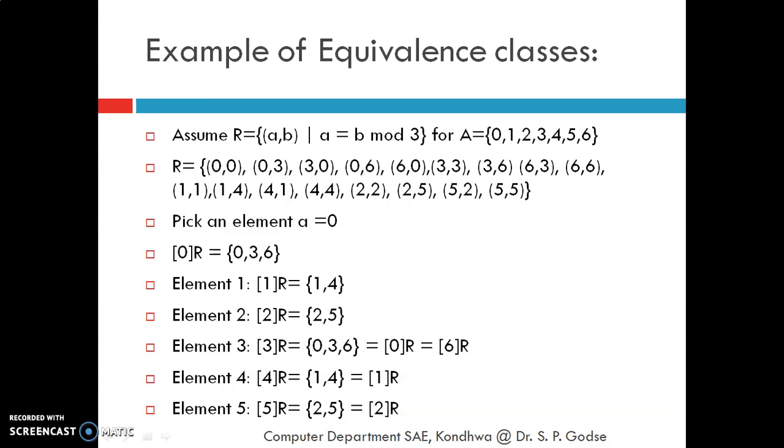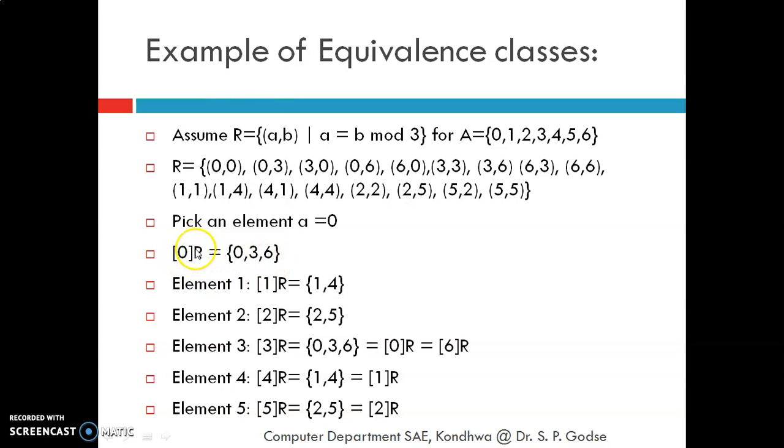So the first element will be a. If the first element is a, then the second element is b, where a is equal to b mod 3. As per that, we got all these pairs from the relation R. So pick an element 0, that is a equal to 0. In that case, the equivalence class of 0 is equal to {0, 3, 6}.